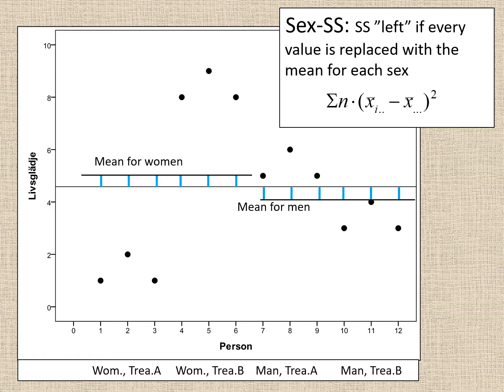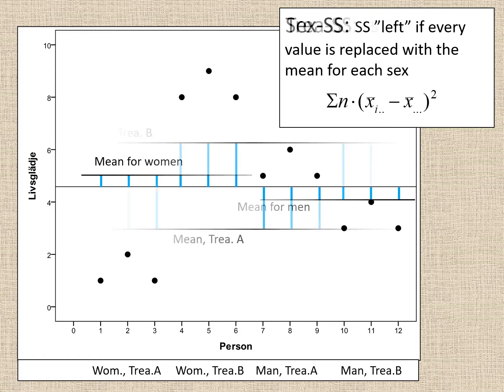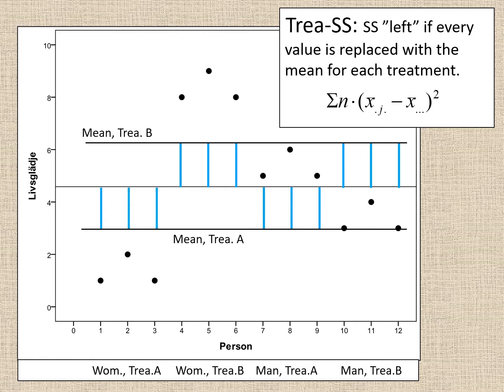Treatment sum of squares. Then we would replace every individual value with the mean for that treatment group. So those who get treatment A, we replace with the mean for treatment A, and look how much it differs from the grand mean, the total mean. Square that difference. If you get treatment B, we replace the value with the mean for treatment B, take the difference from the total mean, square that difference, and then we take the sum over all individuals.